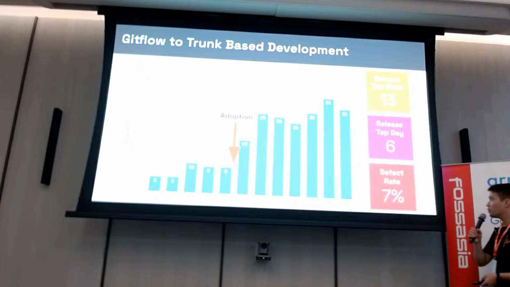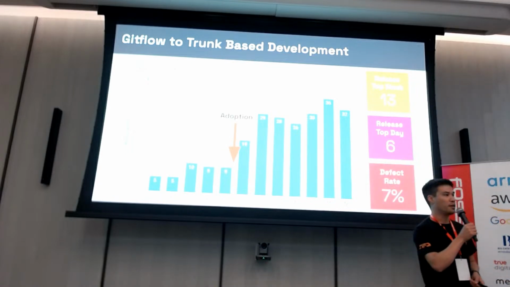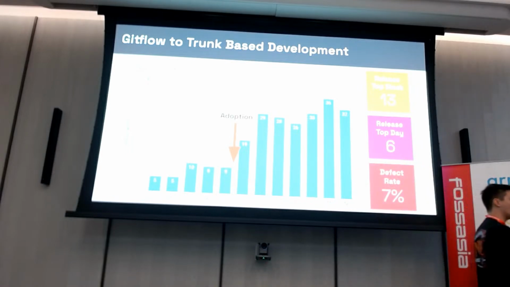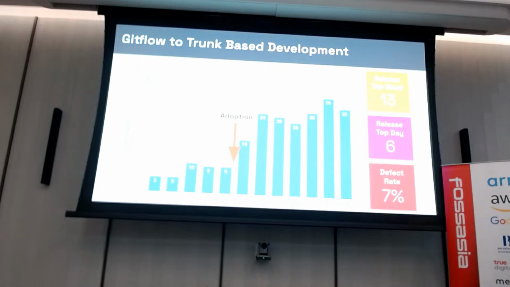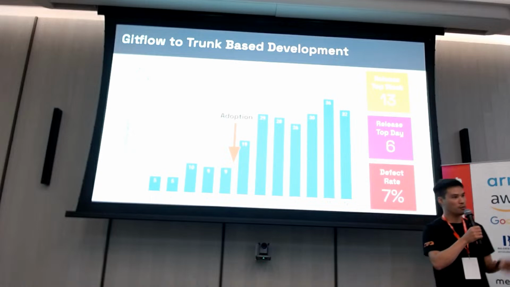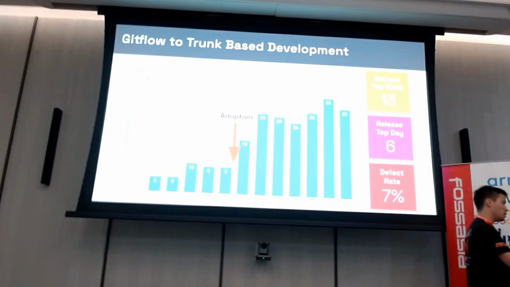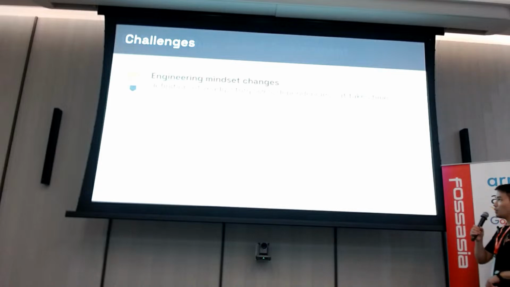And on average, we only have 7% defect rate, meaning out of 100 deployments, we only had to roll back 7 of them because there was an issue, right? So it's a little bit the metrics we were looking at the time. Okay, excellent.